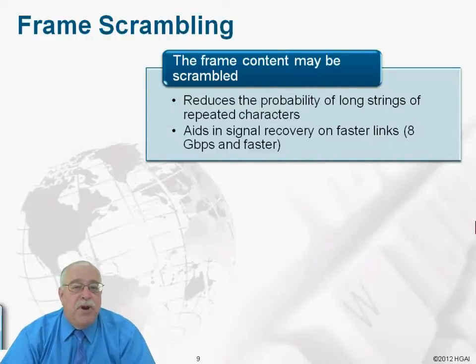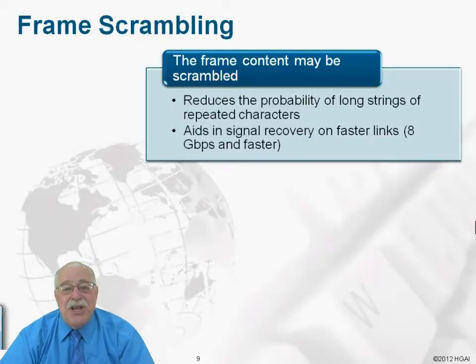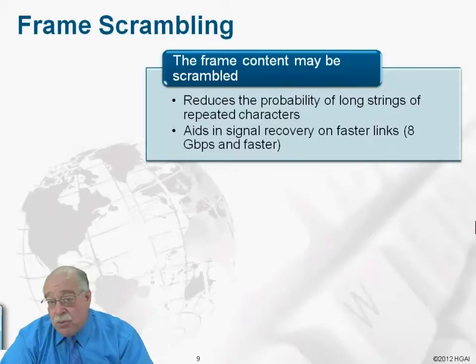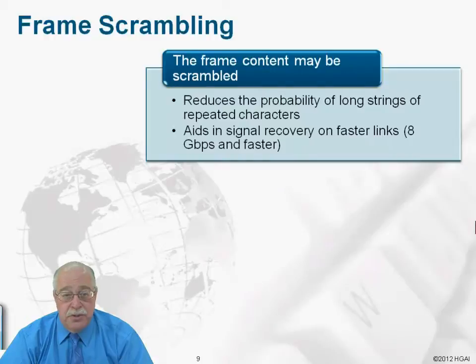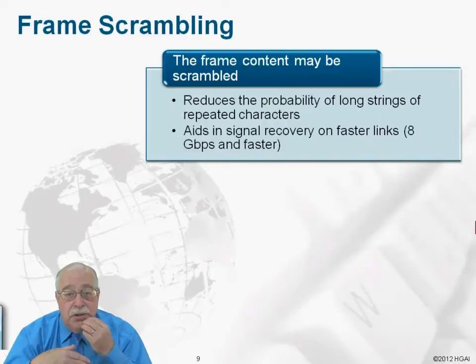When I'm dealing with frame content, there is a process called frame scrambling. What frame scrambling does is reduce the probability of long strings of repeated characters. And let me just say, again, when we're dealing with the electrical environment, if I see a set of repeating strings of characters, what ends up happening is there's a resonance that occurs electrically, which can cause a loss of integrity in terms of the data stream.